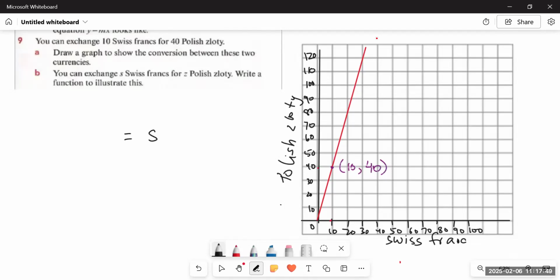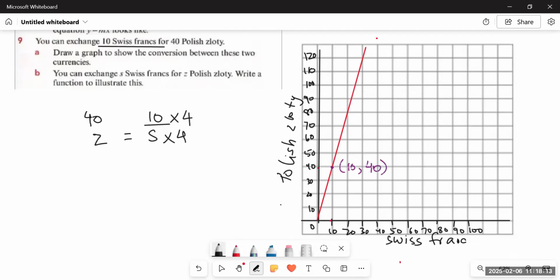And since it is 10, this equation would be like 10 and 40 over here. Why are we doing it like this? Because whatever constant we will get, we will have to multiply it by 10 to get 40. So if 10 into 4 is equal to 40, S into 4 is equal to zloty.